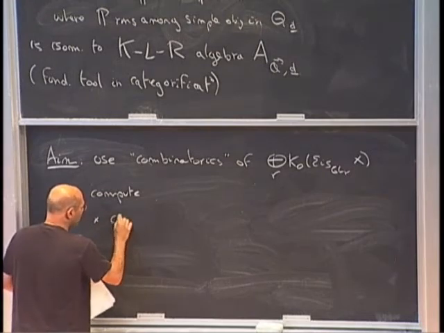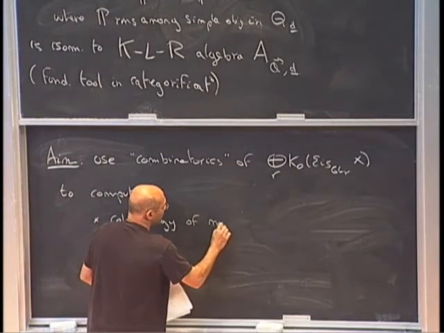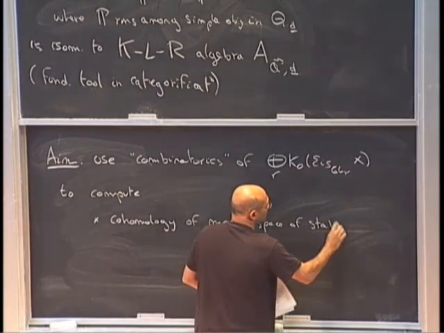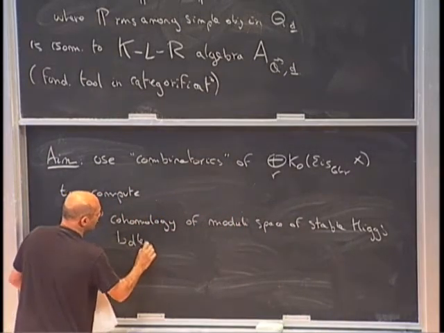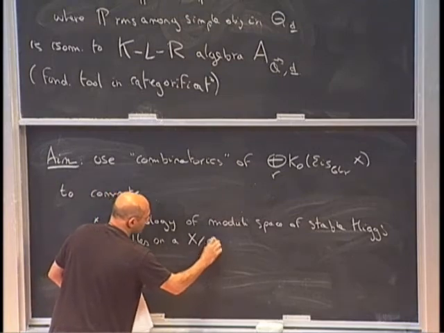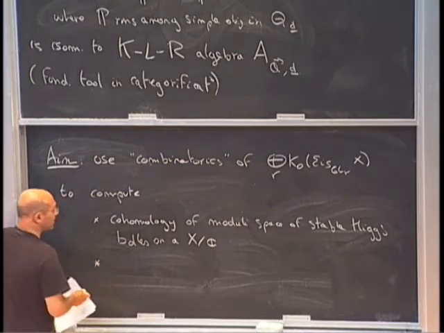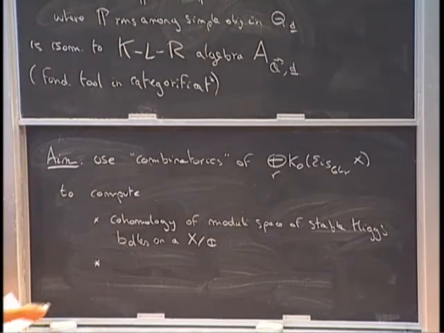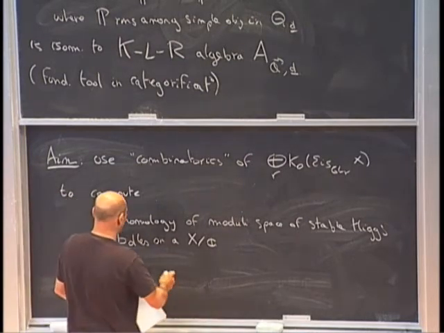One of them is the cohomology, so the Poincaré polynomial of the moduli space of stable Higgs bundles on a curve X over C. So I will define what is a Higgs bundle and the moduli space of stable Higgs bundles. And something which is, let's say, a bit stronger, which implies the knowledge of this cohomology, is the number of points over F_q.